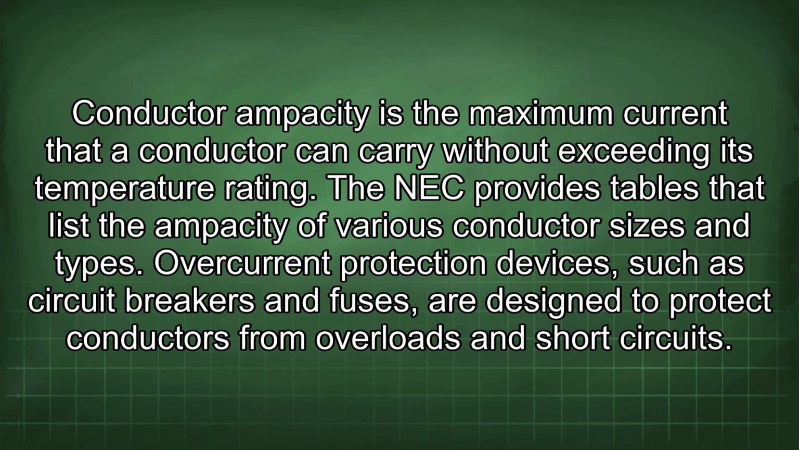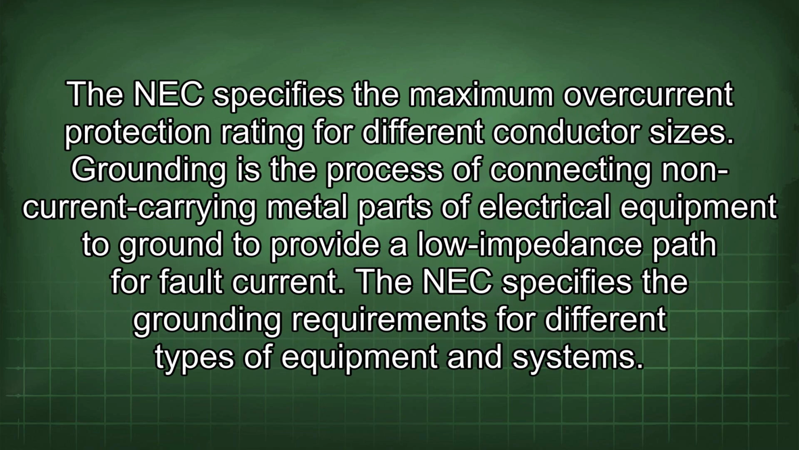Overcurrent protection devices, such as circuit breakers and fuses, are designed to protect conductors from overloads and short circuits. The NEC specifies the maximum overcurrent protection rating for different conductor sizes. Grounding is the process of connecting non-current carrying metal parts of electrical equipment to ground to provide a low impedance path for fault current. The NEC specifies the grounding requirements for different types of equipment and systems.